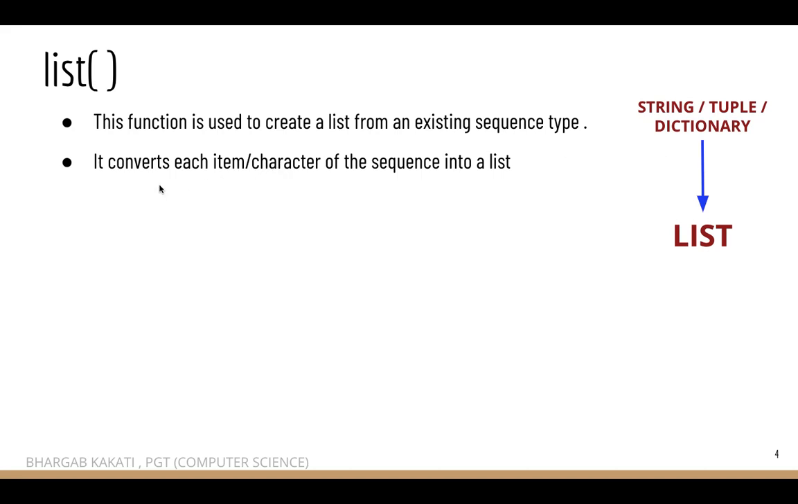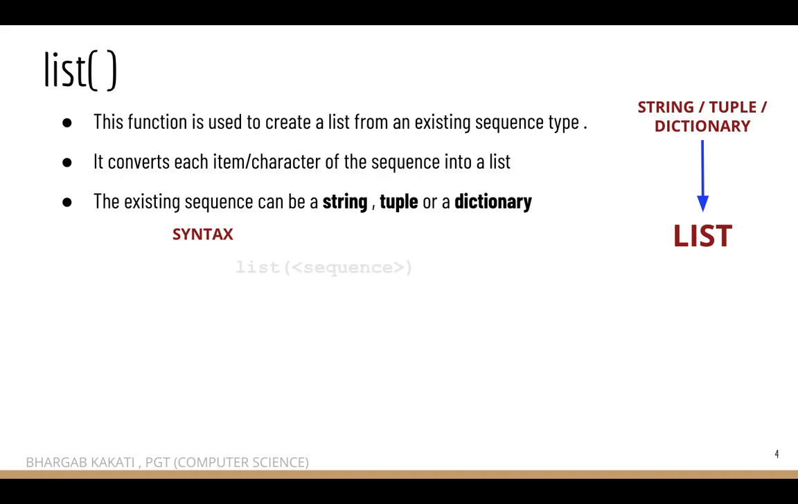It converts each item or character of the sequence into a list. In a sequence, there may be one character, or there may be more than one character or item. So this function will convert each and every character or item into a list. The existing sequence can be a string, tuple or a dictionary, which we have already seen just now. Let's see the syntax of this. It is very simple: list, and within brackets we need to pass the sequence which we want to convert into a list.